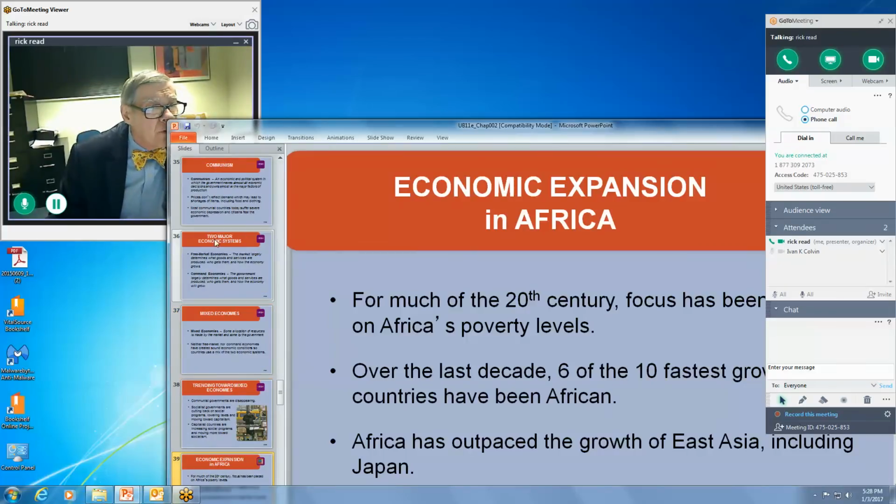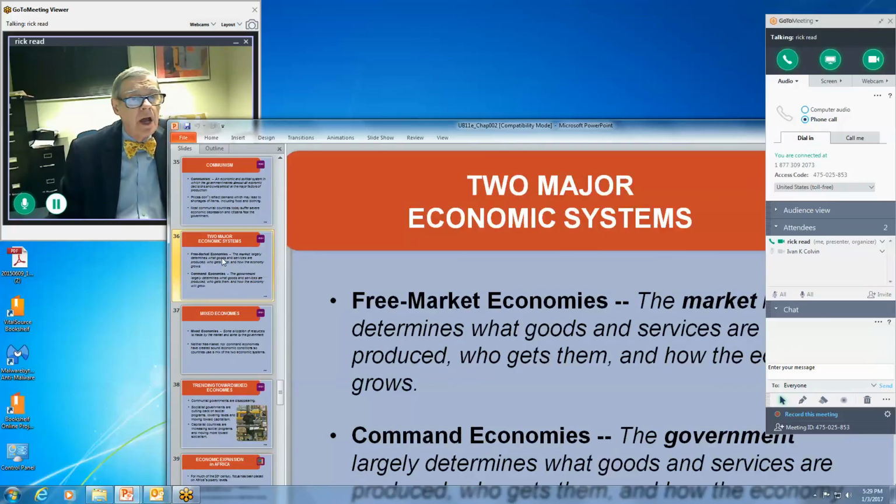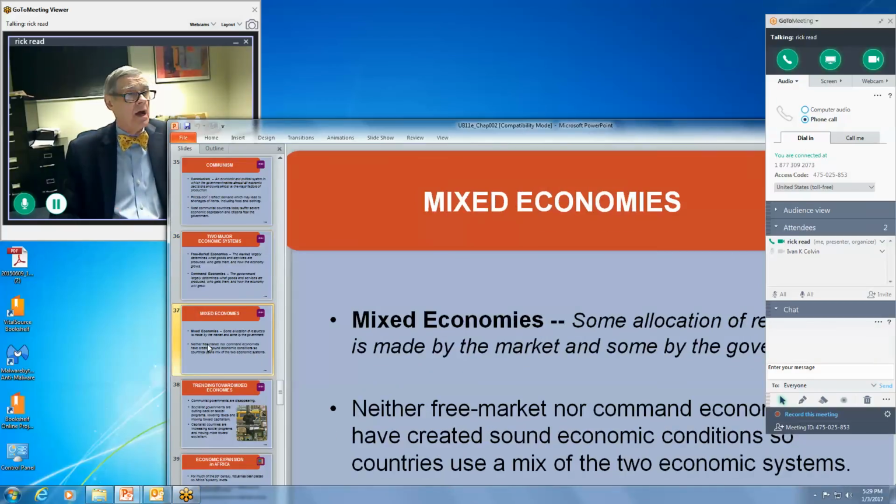We're moving into today what's known as mixed economies. There are 2 major systems: free market, which is what we have; command economies. Those are things like China and Russia and communist countries. We're moving toward a mixed economy. It's neither completely free nor completely command controlled, but uses the pluses and minuses, if you will, of both systems.